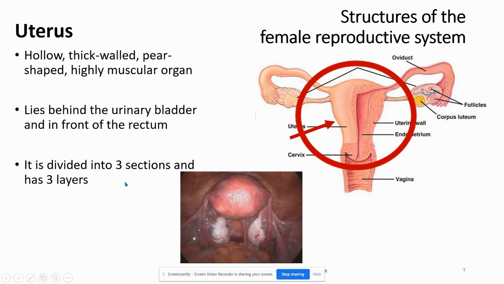It's divided into 3 sections and then 3 layers. So like top, middle, bottom section, and then outside, middle, inside section. We'll talk about those names on the next slide.